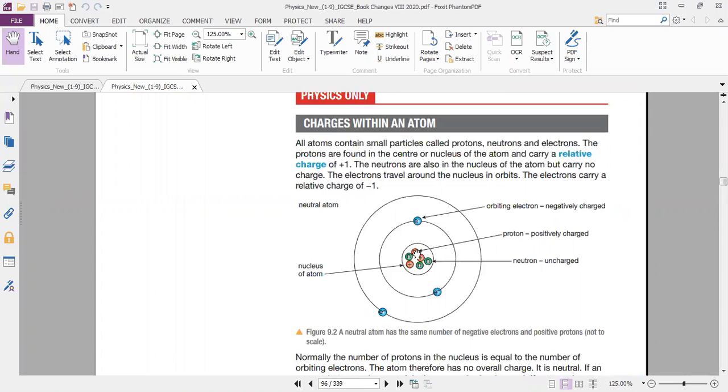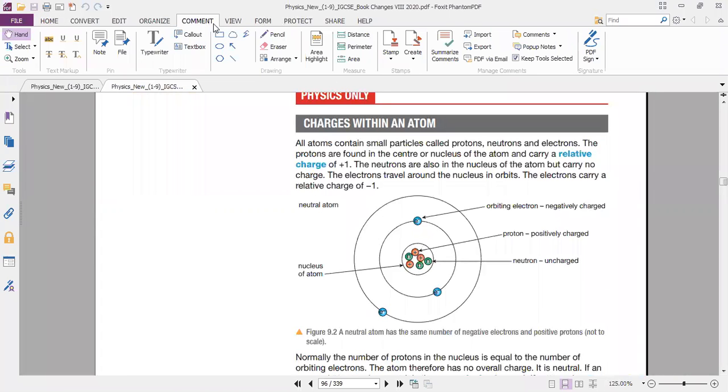This is the nucleus, the center part of an atom. The nucleus contains protons and neutrons. Protons are positively charged particles, and neutrons are neutral. They do not have any charge, neither positive nor negative. So protons are positively charged particles that stay inside the nucleus. Neutrons are uncharged or neutral particles. They also stay inside the nucleus.